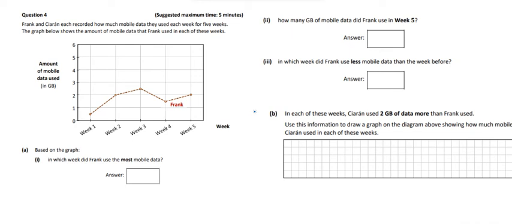So it's always worth looking at the graph first of all, just try and see what's going on with it, interpret it as best you can. So if you look at the question then, based on the graph, in which week did Frank use the most mobile data? So you can see that the highest dot there is in week 3, he uses 2.5. So the answer then, it asks in which week, so it's in week 3. So you just have to put a 3 into the box.